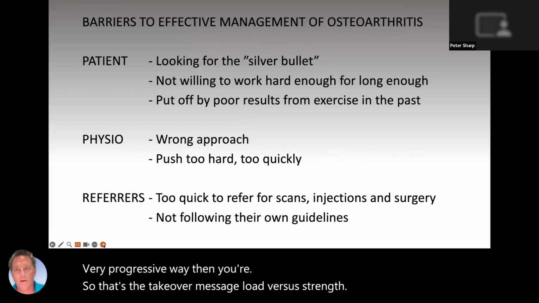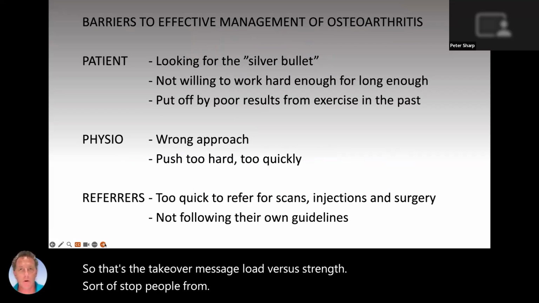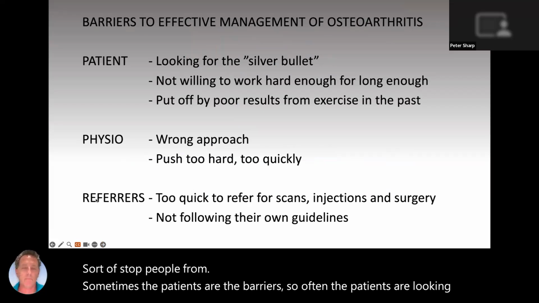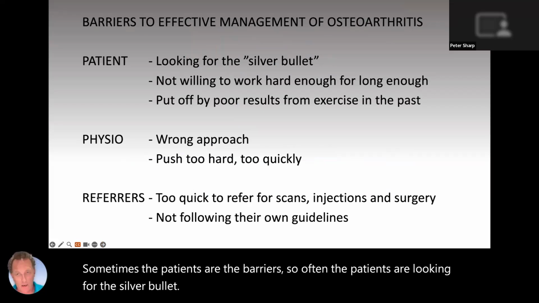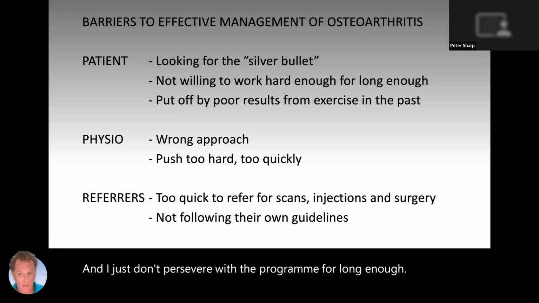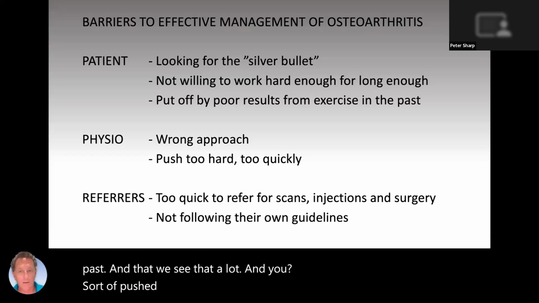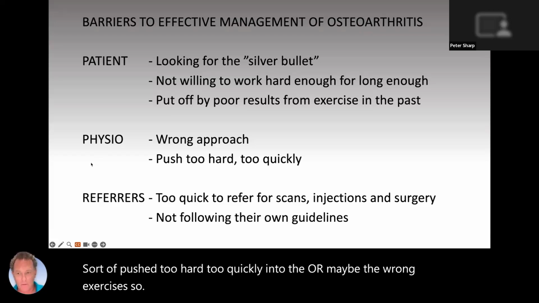And again, these are some of the barriers that stop people from getting the results that they want. Sometimes the patients are the barrier. Often the patients are looking for this silver bullet, a quick fix, like one of these injections, like an arthroscopy. They're not willing to put the hard work in for long enough, and so they just don't persevere with the program. And sometimes people are put off by poor results from exercise in the past, and we see that a lot. Usually that's people that have been pushed too hard, too quickly, or maybe into the wrong exercises.